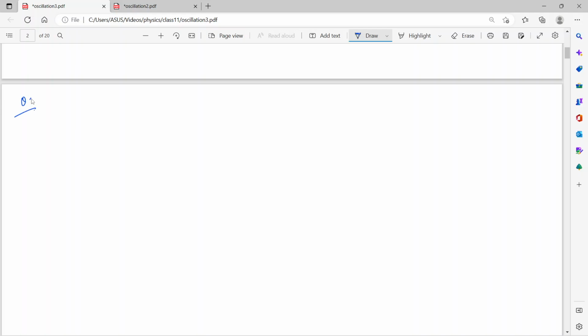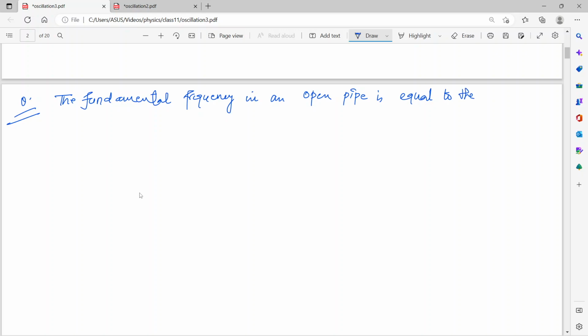So the question is that the fundamental frequency in an open pipe is equal to the third harmonic of a closed organ pipe.